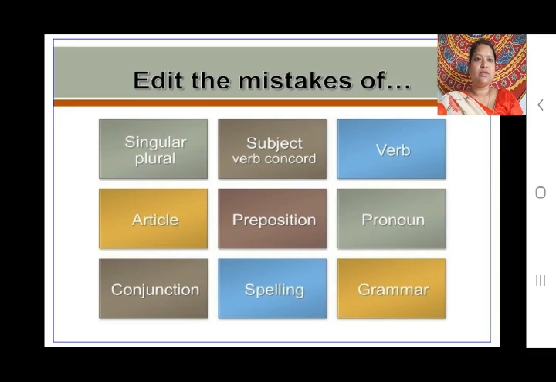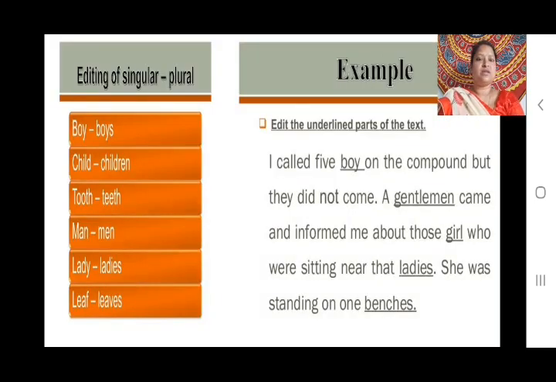So let's come to the different types of mistakes: singular, plural, subject, verb, article, preposition, pronoun, conjunction, spelling and grammar. First is singular and plural. When you see some lines, you have to first find out whether they are written in singular or plural form. If boy is written, it means singular; boys will be plural. Some examples are given there.